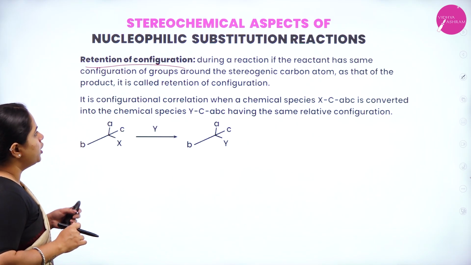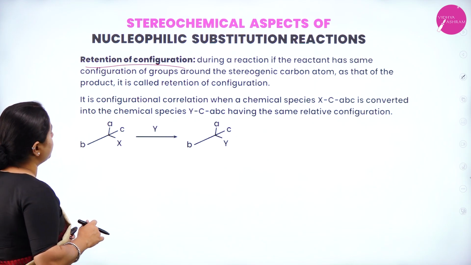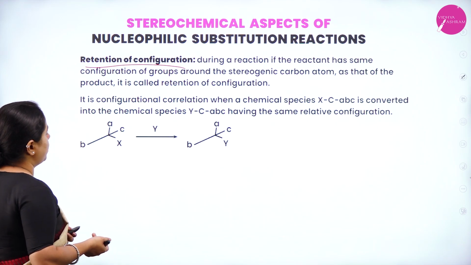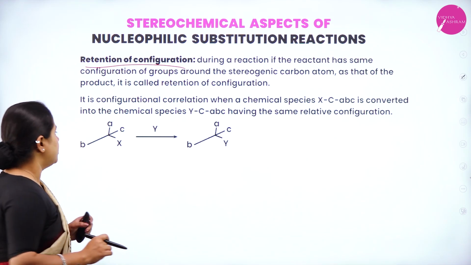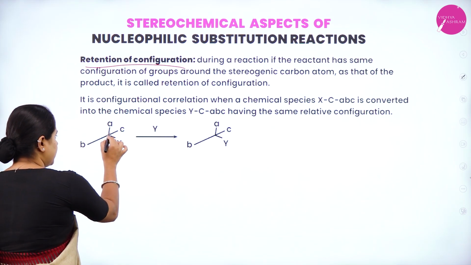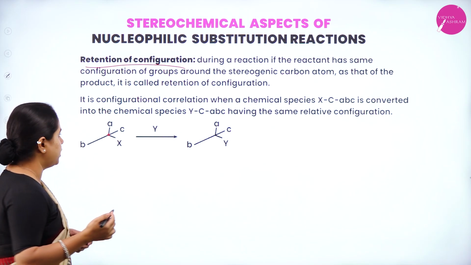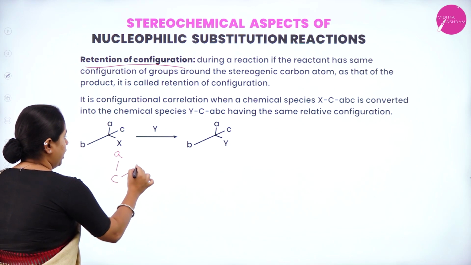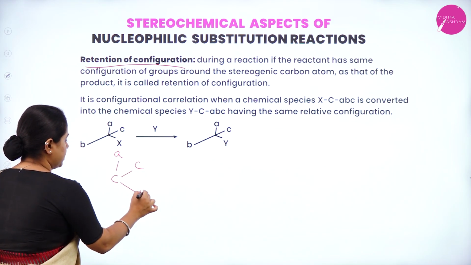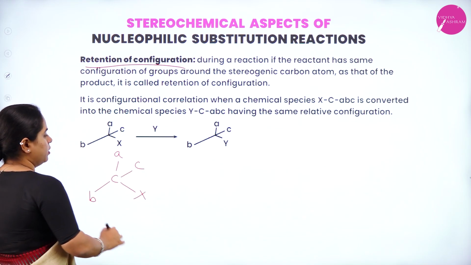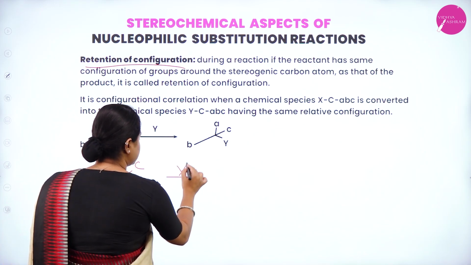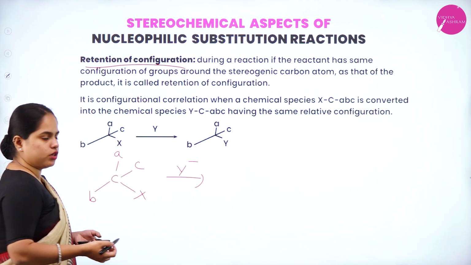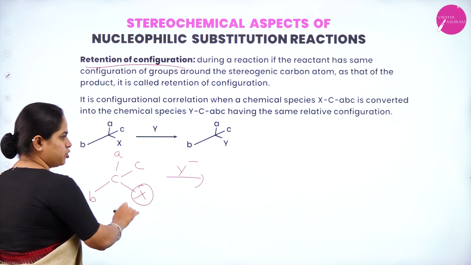During a reaction, if the reactant has the same configuration of groups around the stereogenic carbon as that of the product, it is called retention of configuration. In the example shown here, that is your carbon atom. To this carbon atom, you have an A attached, another carbon attached, an X attached, then a B attached. Now Y minus is the nucleophile that is going to attack here. Substitution will take place, right? X will be substituted by Y.